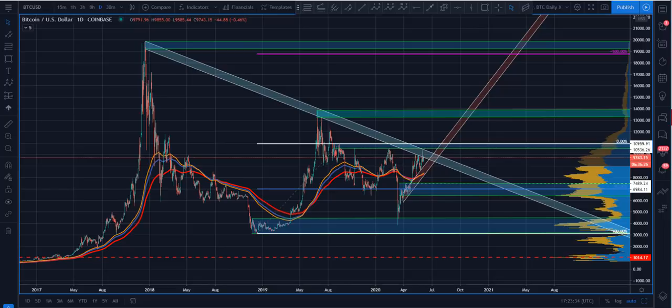So if it's Friday, we're going to look at Bitcoin here. Now we're going to pick up where we left off with our daily chart shortly. But before I do that, just a heads up for you, if you will.